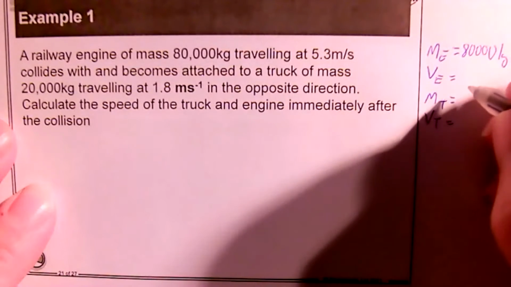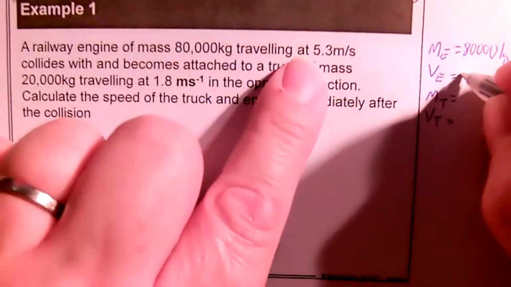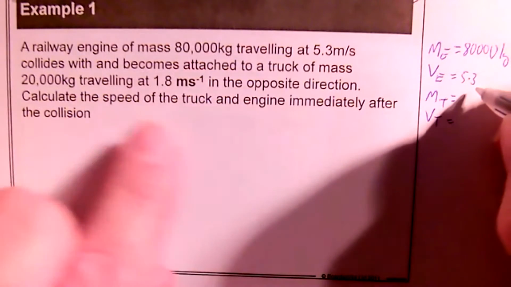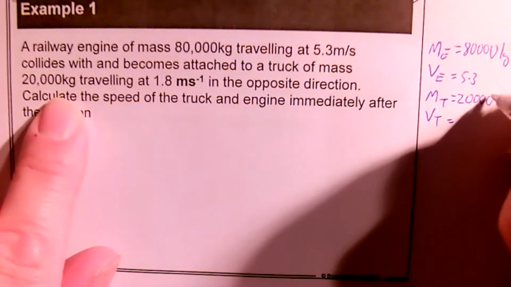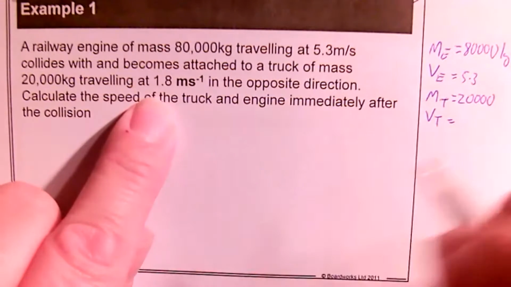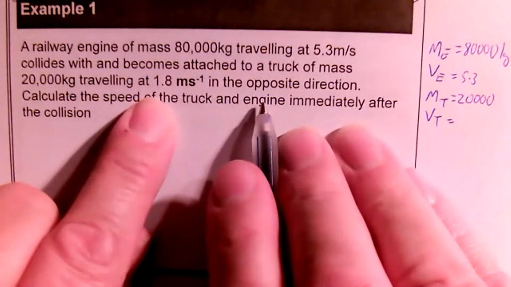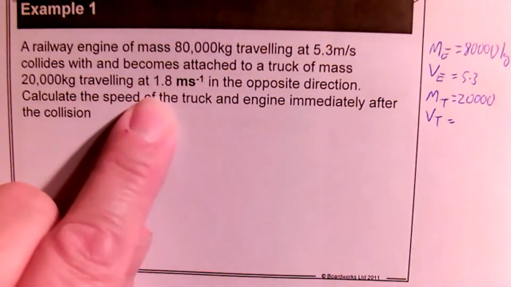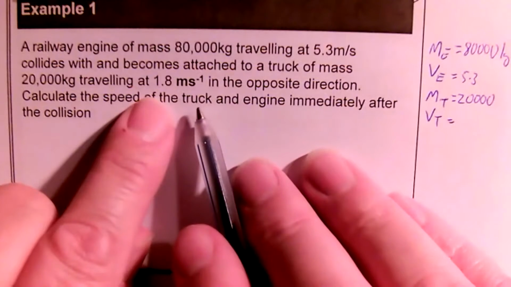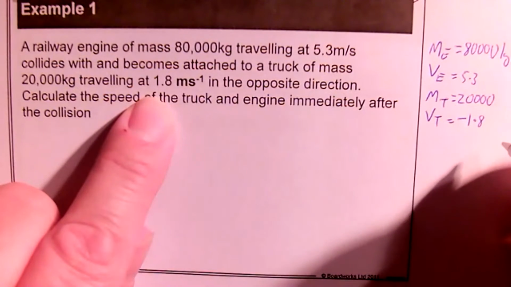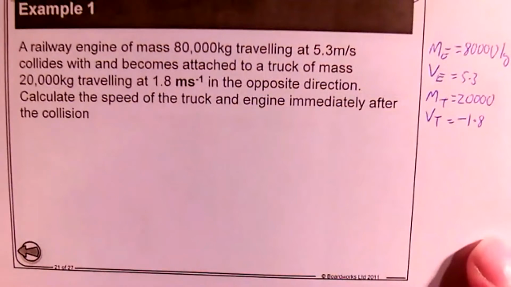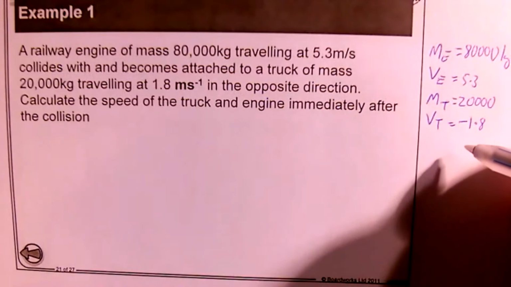So the mass of the engine is 80,000 kilograms. The velocity of the engine initially was 5.3 meters per second. The mass of the truck was 20,000 kilograms. And its velocity, now be careful, it says the opposite direction, so that's going to be negative, isn't it? Minus 1.8 meters per second. It just makes life a lot easier if you make a list of what you're actually given.